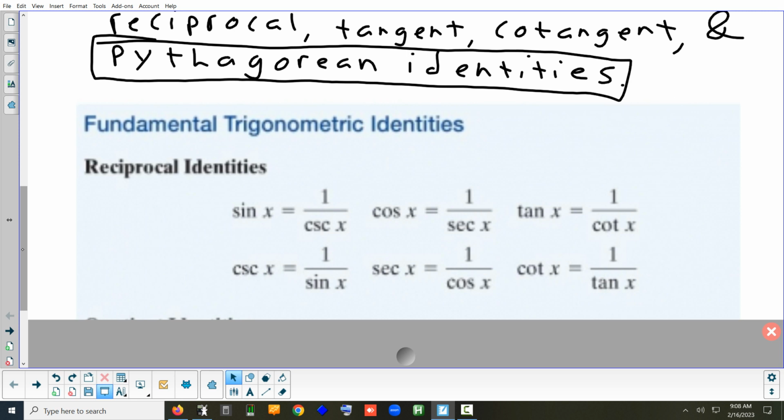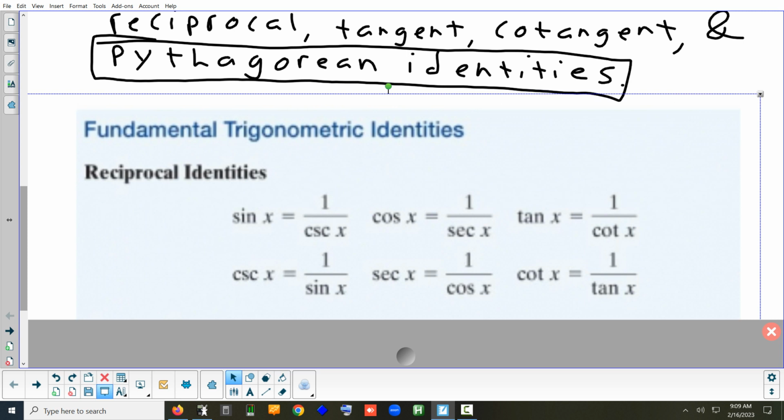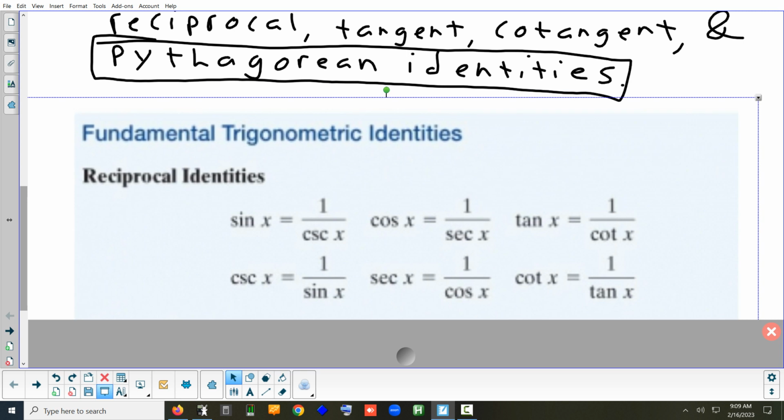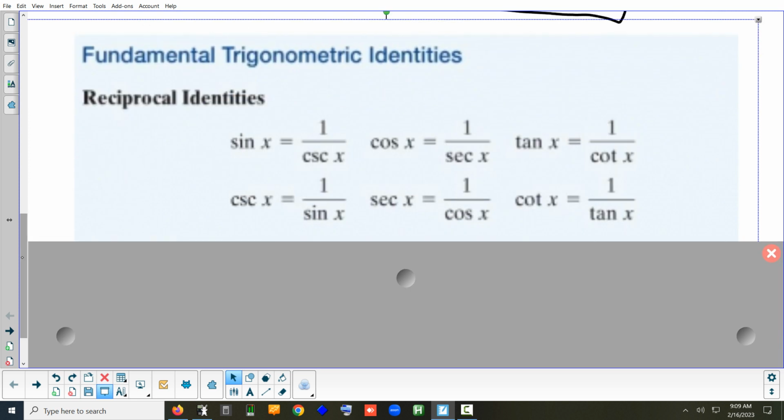So these identities basically say which trig function you can flip and what it turns into. If you flip the tangent, you get the cotangent. If you flip the sine, you get the cosecant. And if you flip the cosine, you get the secant. And most of the time we don't do this, but if you took the cosecant and flipped it, you would get the sine. So that's the connection. You flip cosecant, you get sine. You flip sine, you get cosecant. So those are what we call the reciprocal identities. And then we have another one for tangent.